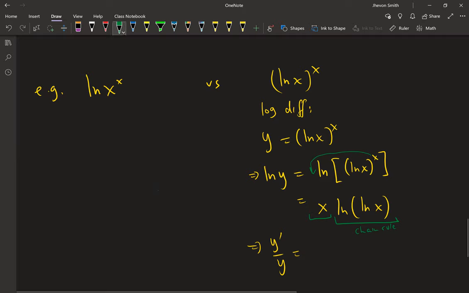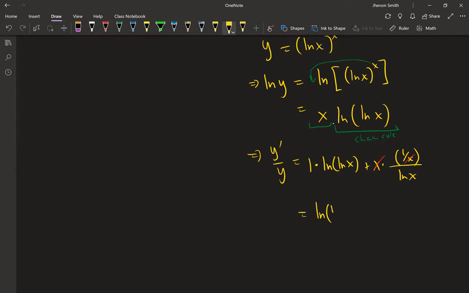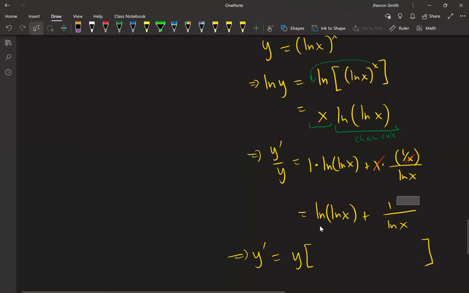Okay, yeah, that's where I was getting confused there. So you would differentiate the x, which gives one, and leave the ln part, plus you leave the x and differentiate the ln part. Now, the derivative of ln is 1 over the thing times the derivative of the thing. So that would be that. You'll notice that your x's would cancel. And so you would have ln of ln x plus 1 over ln x. And so then your y prime would equal y times pretty much this whole thing right here.